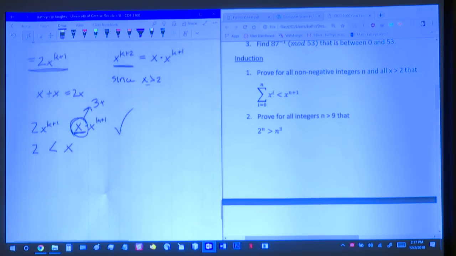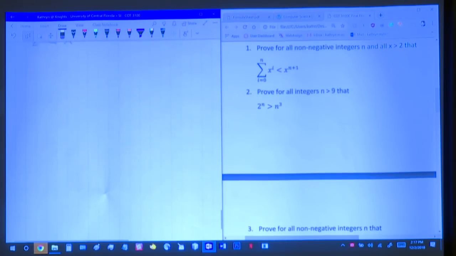Okay. We'll do the next one then. So that one is: prove for all integers n greater than 9 that 2 to the n is greater than n to the 3. So our base case would be n equals 10, because greater than 9 is the same as greater than or equal to 10.